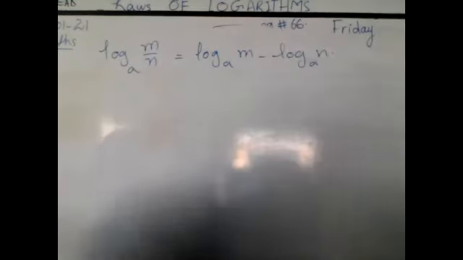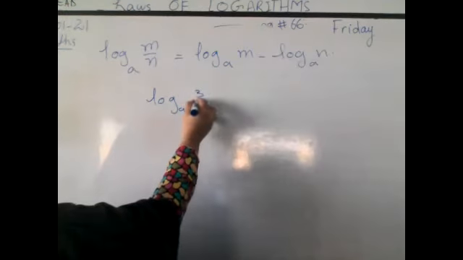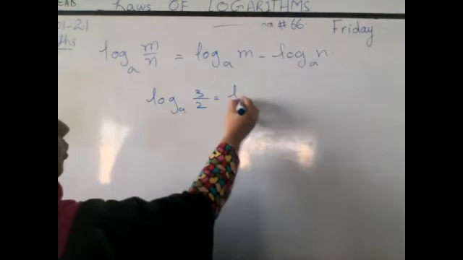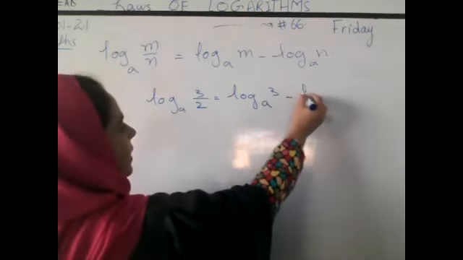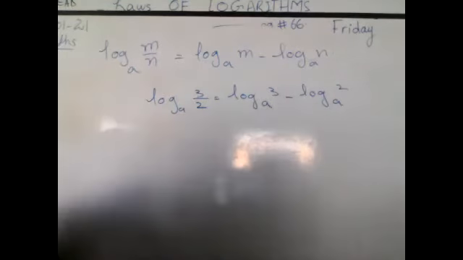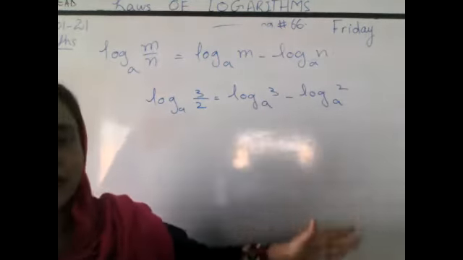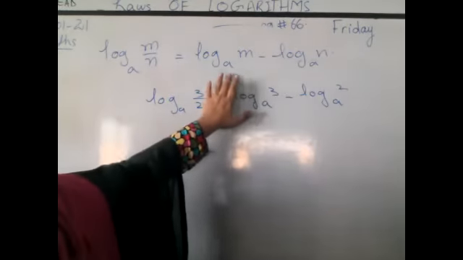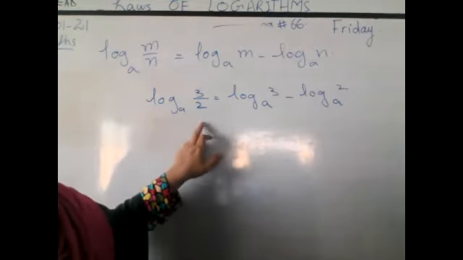And mathematically, how can I express this? If I have two numbers, m divided by n, it would be equal to log m to the base a minus log n to the base a. As they are dividing, the sign between them would be negative. And what is the identification? You have to take the separate log of each numerator and denominator.